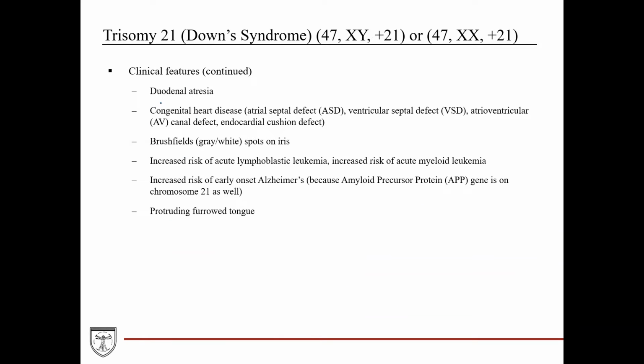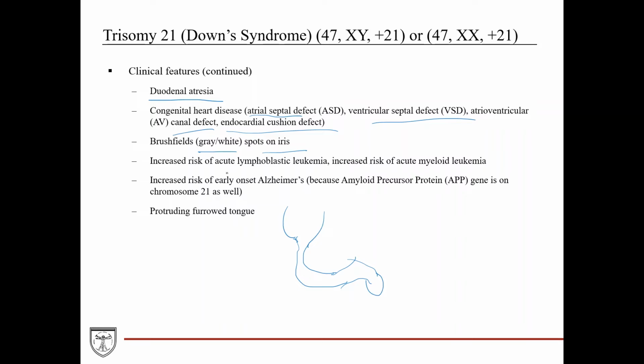So some more clinical features, duodenal atresia. So if you remember, the duodenum is the first part of the small intestine. It comes off the stomach like this, wraps around the head of the pancreas like this. And then you have atresia where it has a dead ending essentially. And so as you can imagine, that can cause significant problems. Congenital heart disease, they can very often have ASD, VSD, atrioventricular canal defects, endocardial cushion defects as well can occur in people with Downs. Brushfield spots, so gray, white spots on the iris.